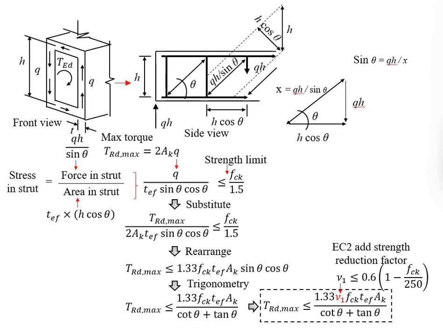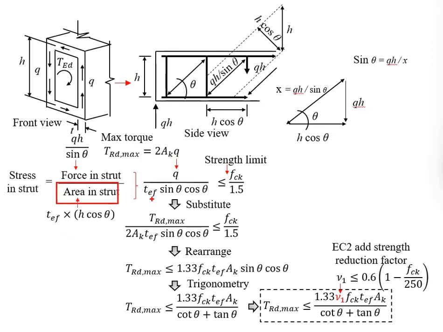Now the concrete region taking the compression will be this region. If you want to determine the stress acting on this region, imagine this is a plane. The stress in the compressive strut will be equal to the force divided by the area. Let us first deal with the force. This is the force that we have calculated just now: QH divided by sine theta.